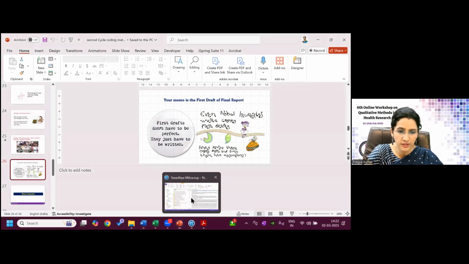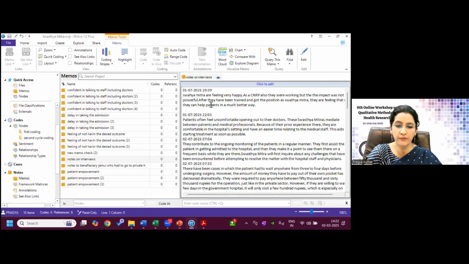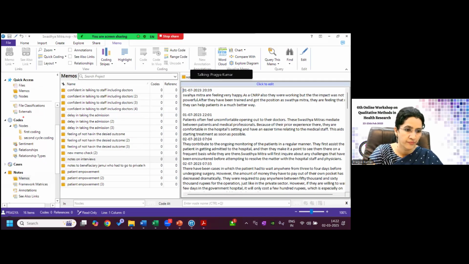So this is the NVivo interface. The Swasthya Mitra article we analyzed over this NVivo. I'm not showing you much of this. If you see here, this is the code. Code here in NVivo is known by the name nodes. So we call nodes as codes, and then codes as categories. And there's a section of these nodes where memo writing is there.